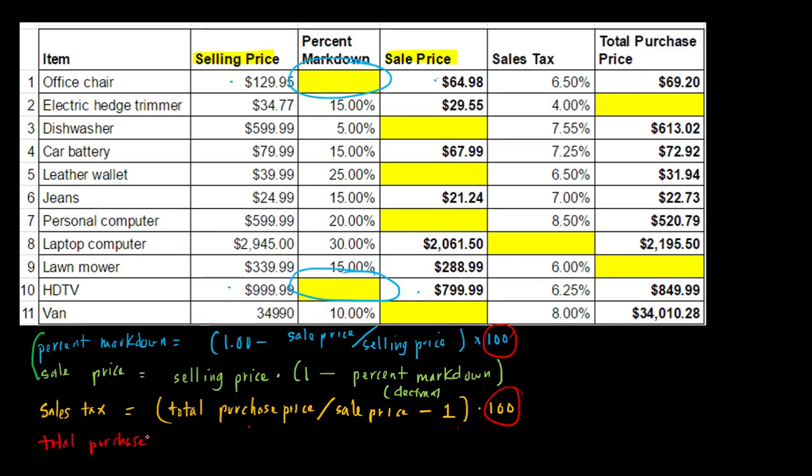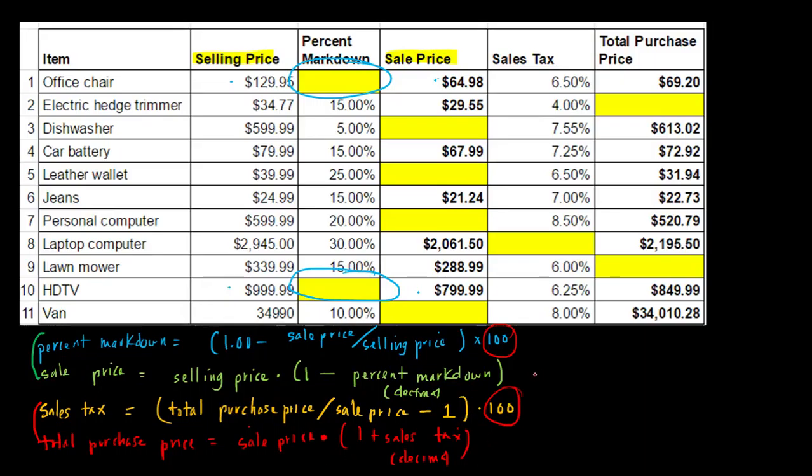Now, as we observed the similarity between percent markdown and sales price, look at these two equations. Total purchase price is equal to sale price multiplied by 1 plus sales tax, and of course written as a decimal. Total purchase price equals sales price multiplied by 1 plus sales tax expressed as a decimal. So of course, order of operations, start by taking care of the parentheses, then multiply by sales price.